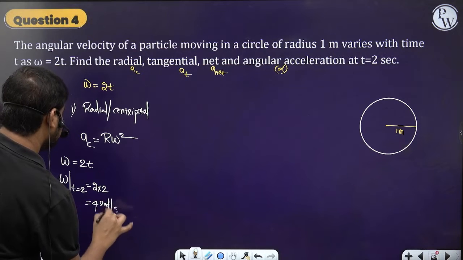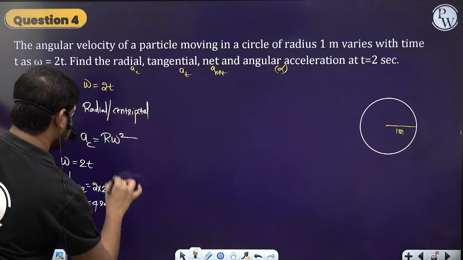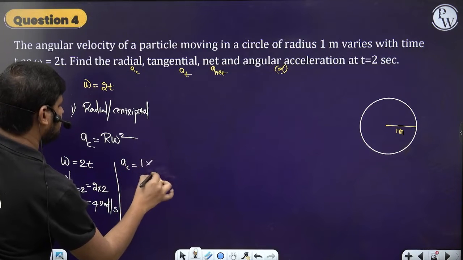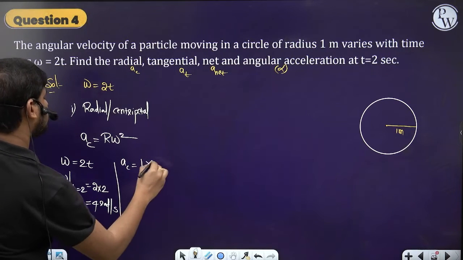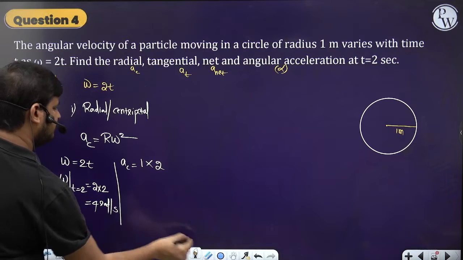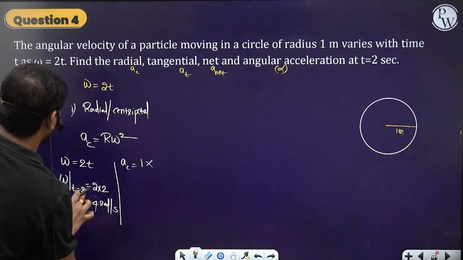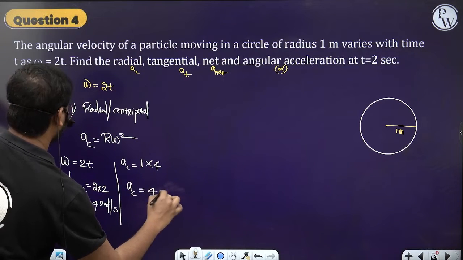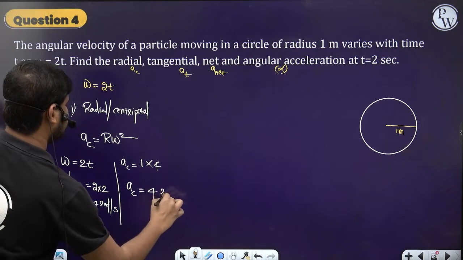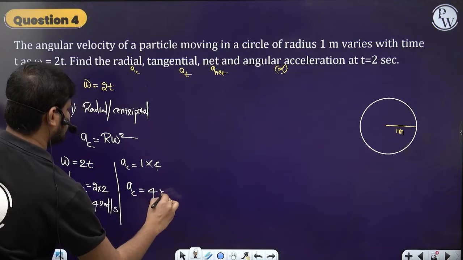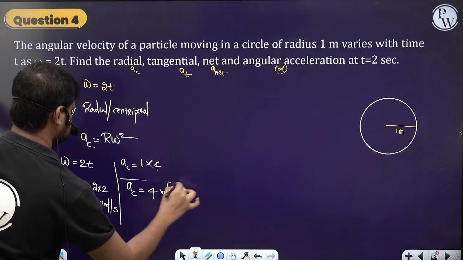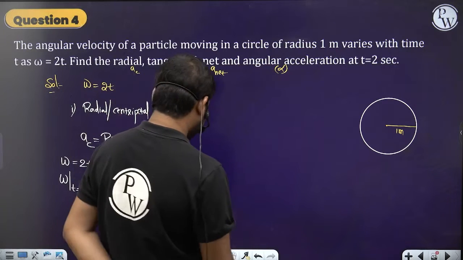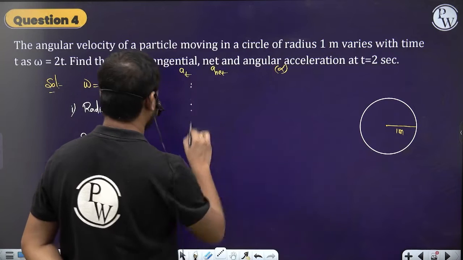So I am substituting the same thing here. Let's write ac is equal to r, which is 1 meter, into omega square. What is omega? 2t. So at t equal to 2 seconds, omega has become 4. Therefore ac is equal to 4 meter per second square. This is the first one, the centripetal or radial acceleration.